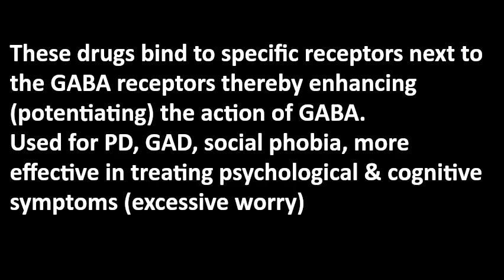These drugs bind to specific receptors next to the GABA receptors, thereby enhancing, potentiating, the action of GABA. Used for PD, GAD, social phobia; more effective in treating psychological and cognitive symptoms, excessive worry. No abuse potential. More effective for somatic symptoms and for anticipatory fear and avoidant behavior. Onset of action is 1 to 2 weeks, sooner for acute anxiety.